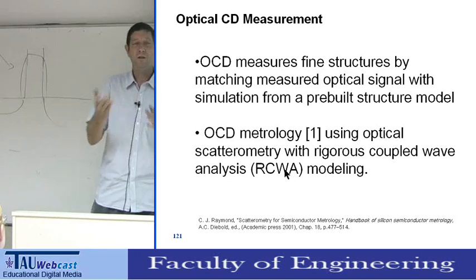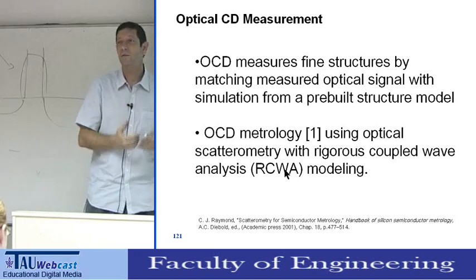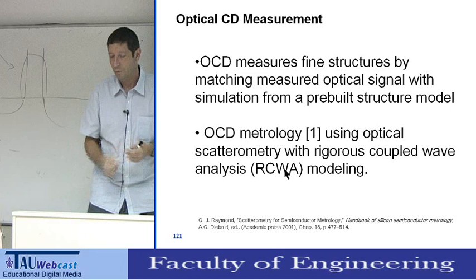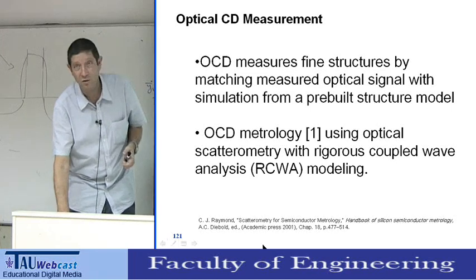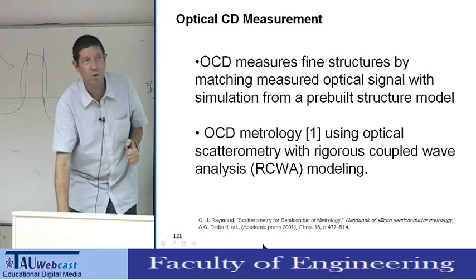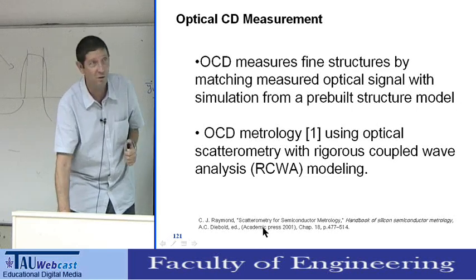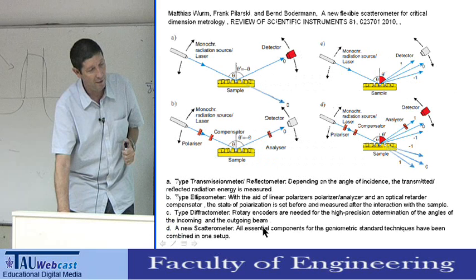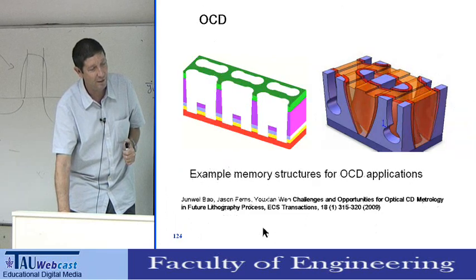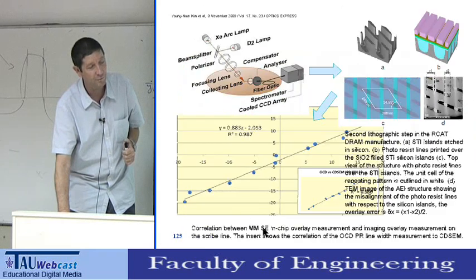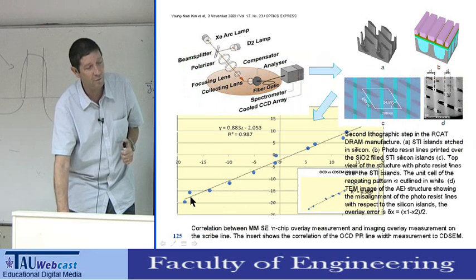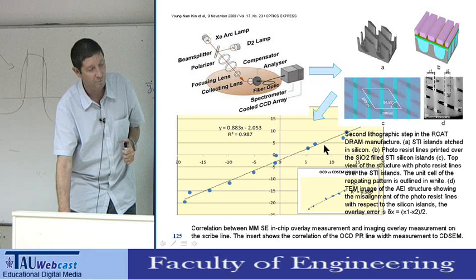You measure the scattering, and from the scattering you can extract the critical dimension. The advantage: it's faster, it's optical, no charging. It's a much cheaper method, it runs faster. But the proof of the pudding is in the eating, and the proof is that you can actually get very good measurements, very good correlation between actual measurements.